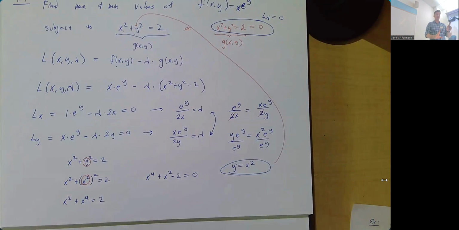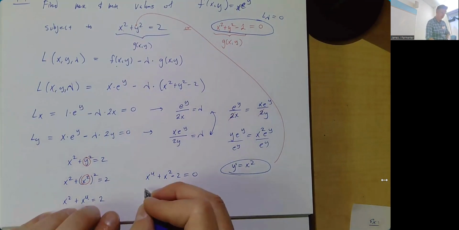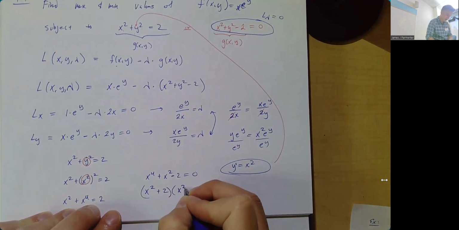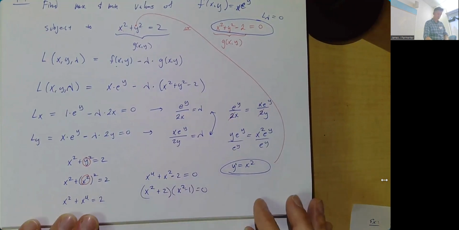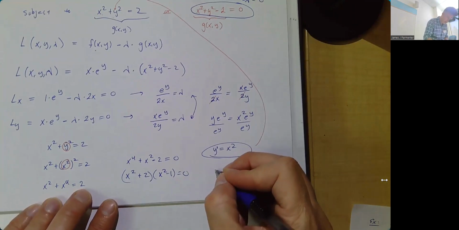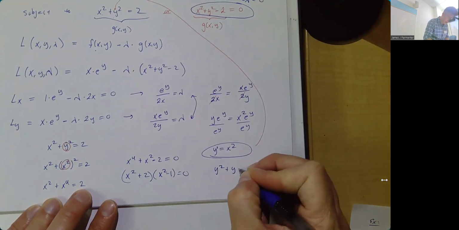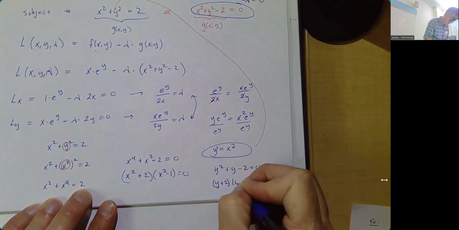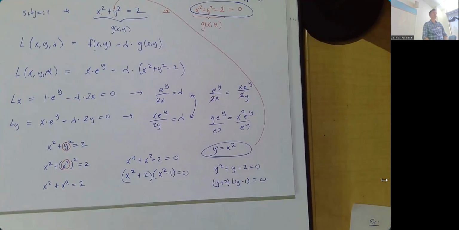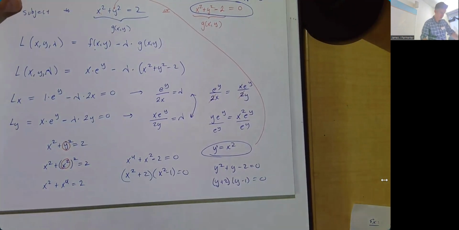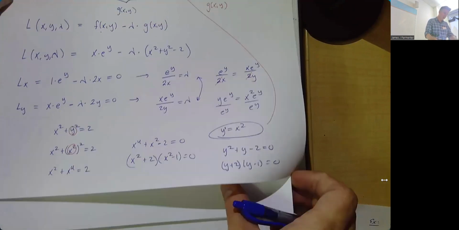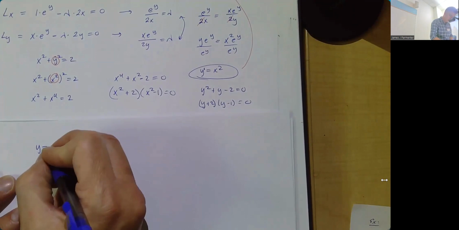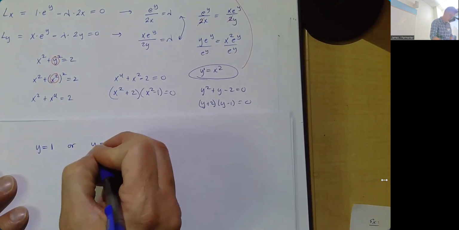So just to point out, here's what I was going to do, just so you can see it this way. I was going to factor this as x squared plus 2 times x squared minus 1. But you smart people would have brilliantly done y squared plus y minus 2 equal to 0 and factored this as y plus 2 times y minus 1 equal to 0. Which is the way to go for sure. So doing it this way, we're going to get either y equal to positive 1 or y equal to negative 2.